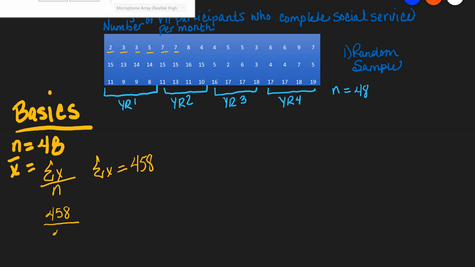divided by 48. And once I complete that math, I come up with a sample mean of 9.5 folks who complete a social service per month while they're participating in our VIP. Does that represent all of the thousands of VIP participants in our program? Well, let's try to figure that out.